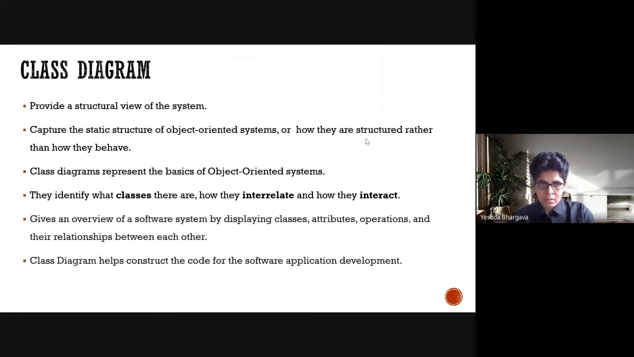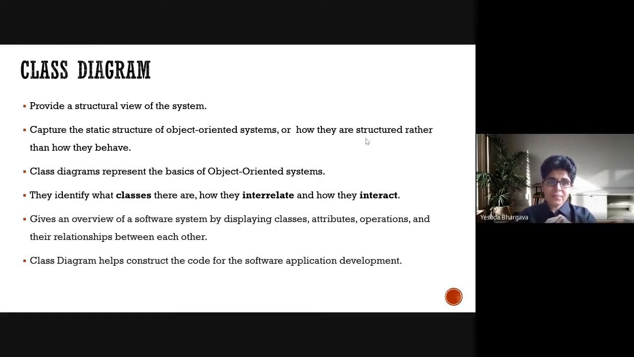Now we move on to the class diagram. A class diagram is a static diagram. It provides a structural view of the system and it follows the object oriented design paradigm. So they are the basics of object oriented systems. In our next week's lab, because this week's lab we would again focus on the TFTs, we will be taking up class diagrams.